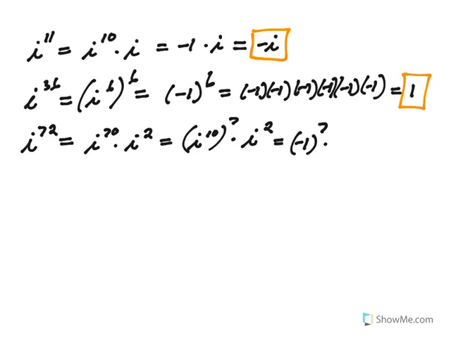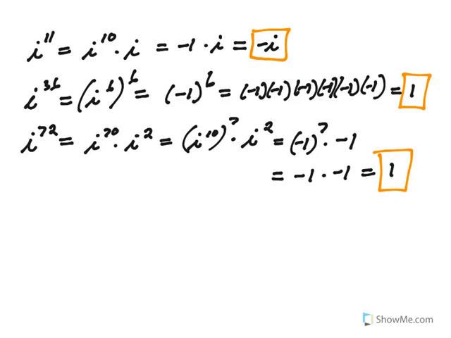And then you can replace i squared with negative 1. Okay? And then now that simplifies to, well, negative 1 to the 7th power, okay, it's still going to give me a minus 1, and then times that by a minus 1, and we should get positive 1. Okay?